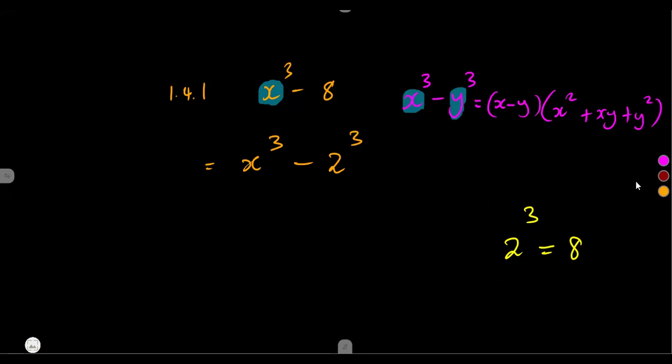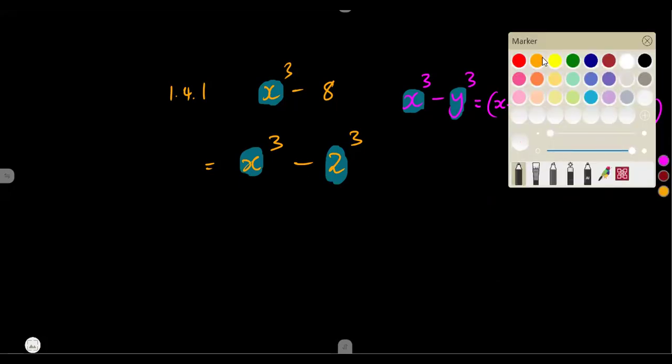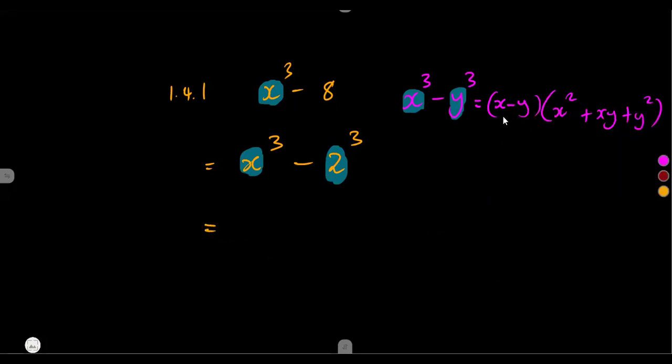So that we can properly see what is representing our first term as x and our last term as y, from this factorization of the difference of two cubes. How are we going to factorize? You know that from this, we are going to take first minus last, x minus 2, into x squared, the first term squared.